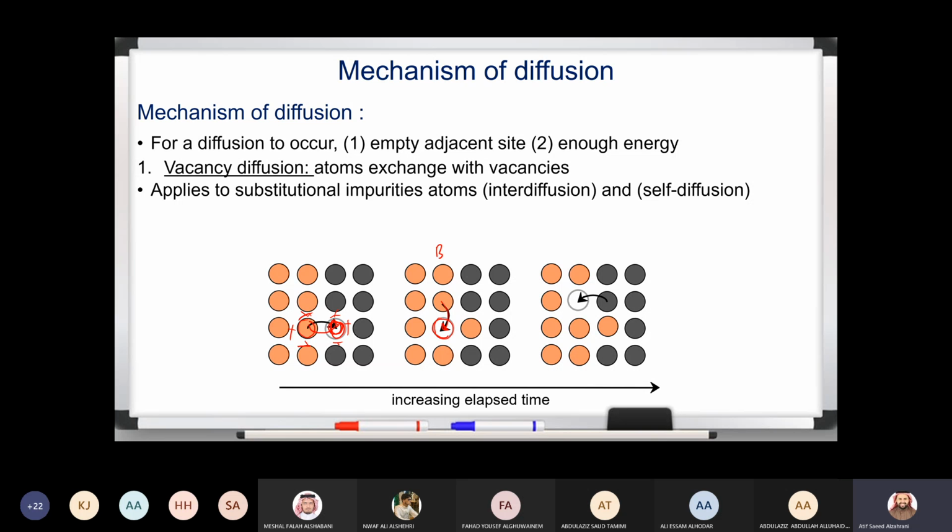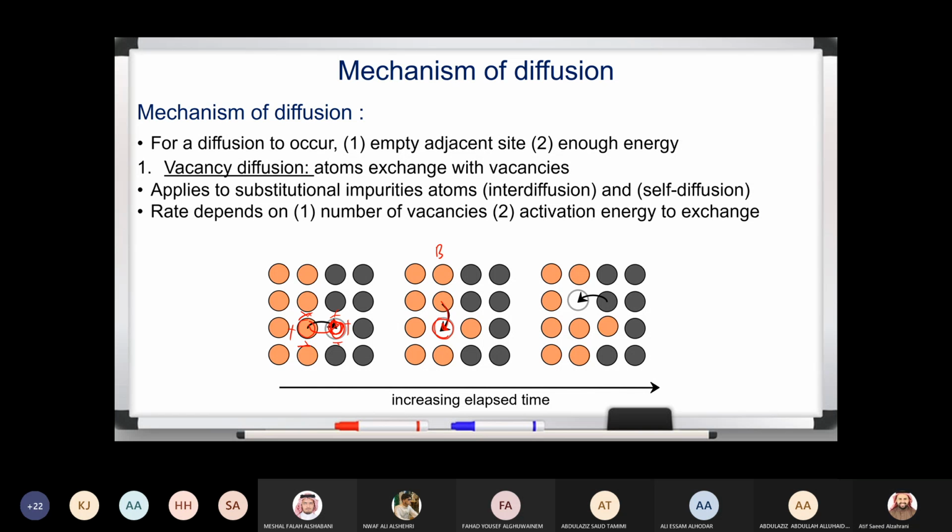And the final thing, and this is very important, is that the rate, how fast this process can happen, depends on two things. One is the number of vacancies, and two is the activation energy to exchange. Now, let me ask you, Shabab. So if you have a higher number of vacancies, do you think the process will be faster or slower? The rate will be higher or lower if you have a higher number of vacancies? Higher. Yes, good. So this makes sense.